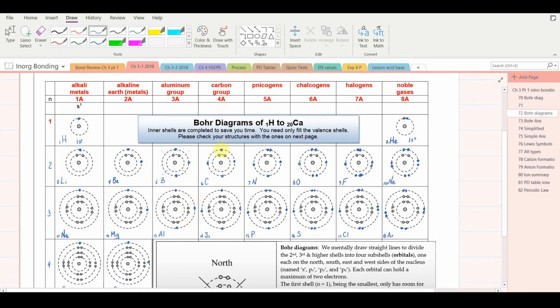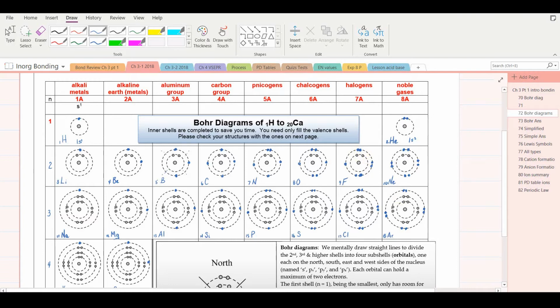In group 4A, all elements have 4 electrons in the valence shell. In group 5A, all the elements have 5 electrons in the valence shell. In group 6A, all the elements have 6 electrons in the valence shell. And in group 7A, all the elements have 7 electrons in the valence shell.